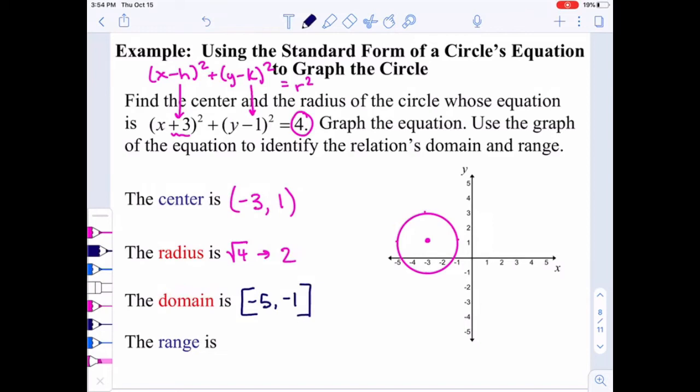So we have our brackets. If I look up and down, the very smallest I have is -1, and the very largest I have is a positive 3. So I'm going to go from -1 to 3 inclusive. So the range is -1 to 3 inclusive.